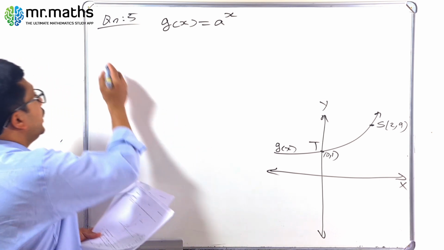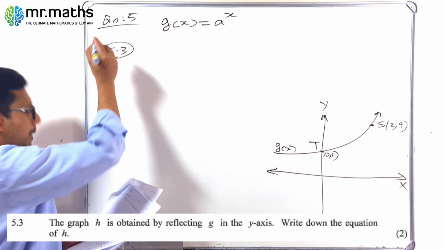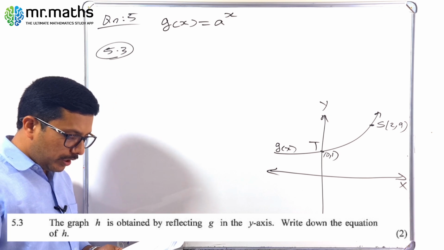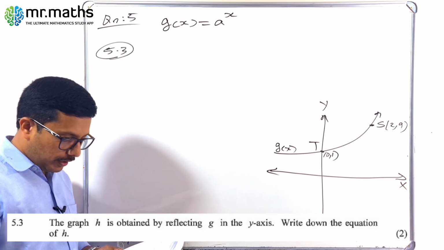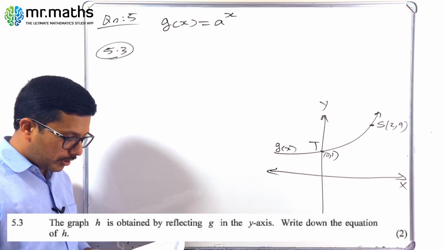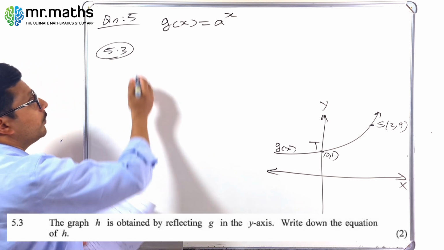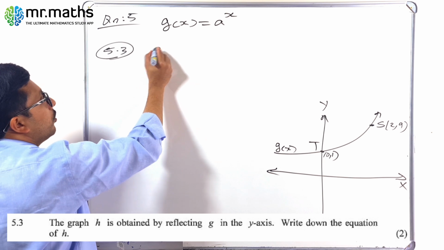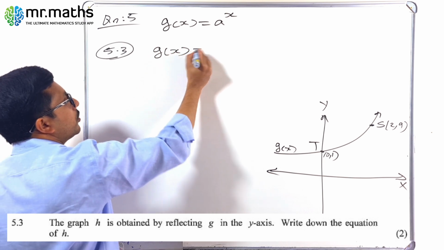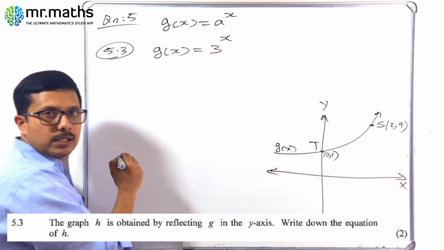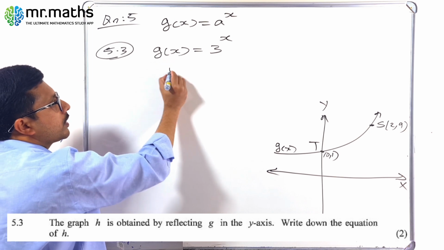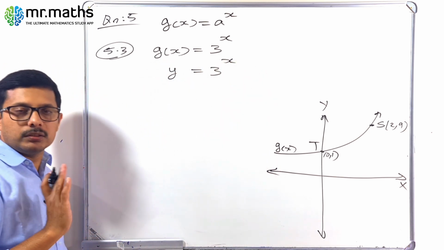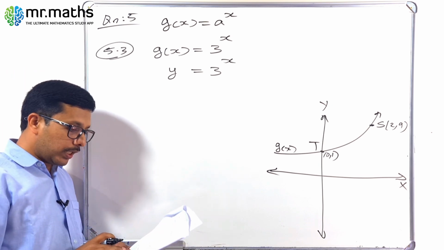Next question, question number 5.3. What is that question? The graph h is obtained by reflecting g in the y-axis. Write down the equation of h. Simple question. What is the value of a? We got 3. So the equation of g of x is 3 raised to x, and g of x is the same as y. y is equal to 3 raised to x. Just pause there.